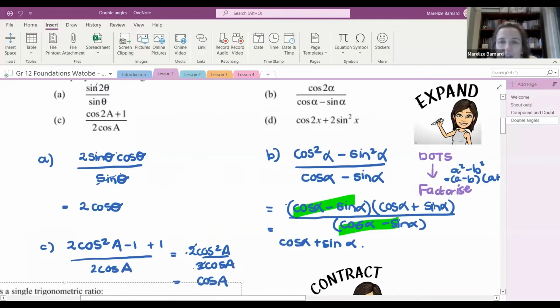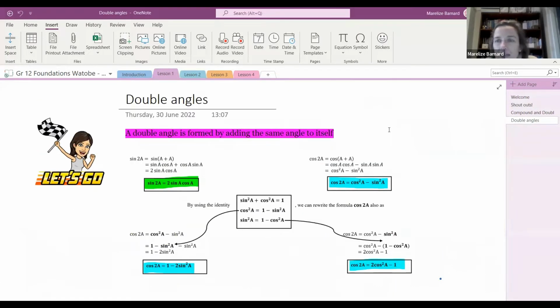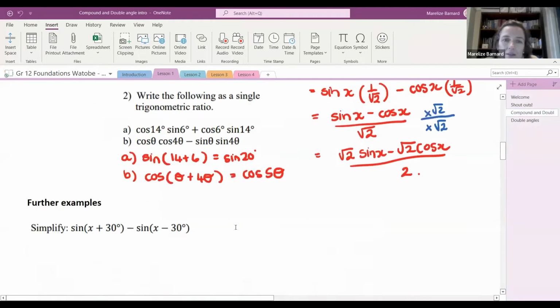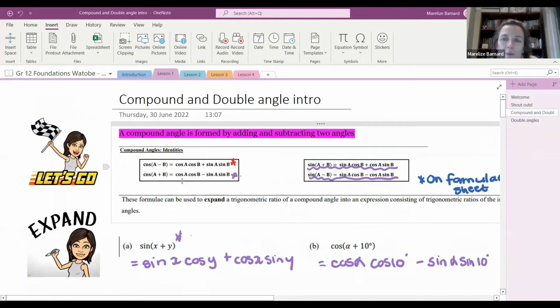On Tuesday, we started off with compound and double angles. So the compound angles, if you recall, remember that on your formula sheet, you just have to identify the right one and then write it into the identity. Look for the pattern. With cos, we always have cos, sine, and then for the plus, it's a minus in the middle, and for the minus, it's a plus. So cos, sine, plus and minus swap around.